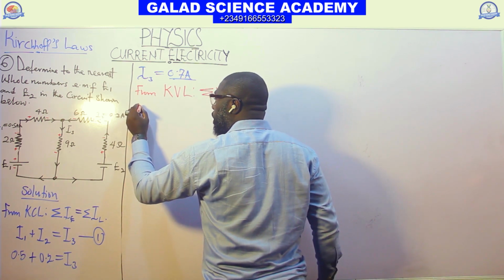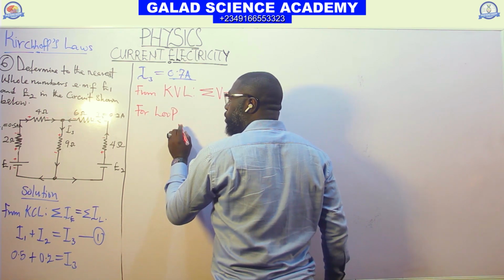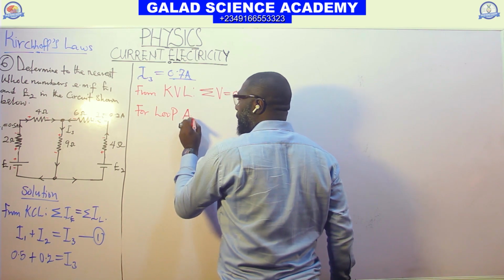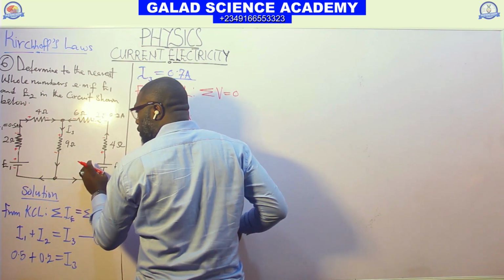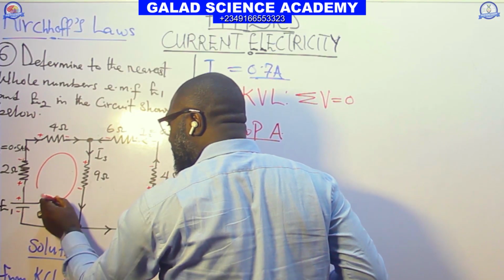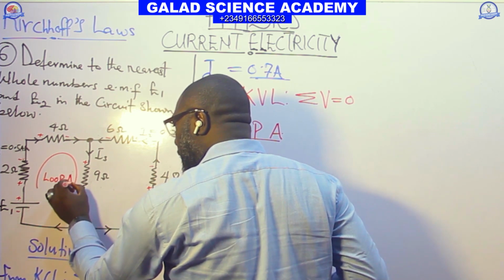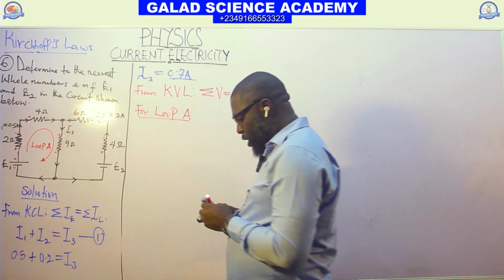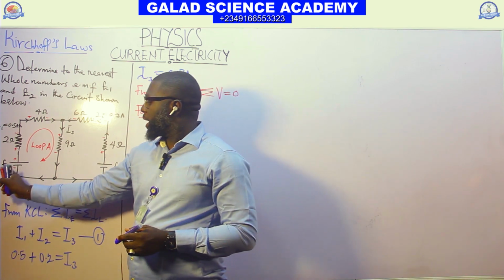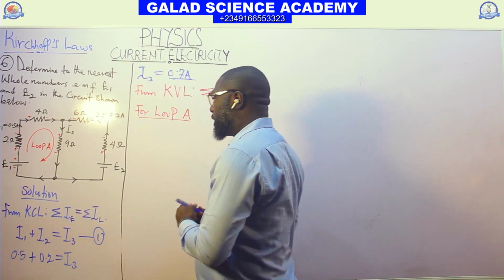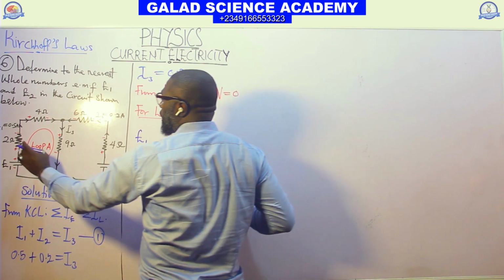For loop A, we have two loops here. This is the first loop, this is the second loop. If I take the loop of the first cell like this, and I call it loop A, the first loop, we take our loop from E1. So E1 will be positive.